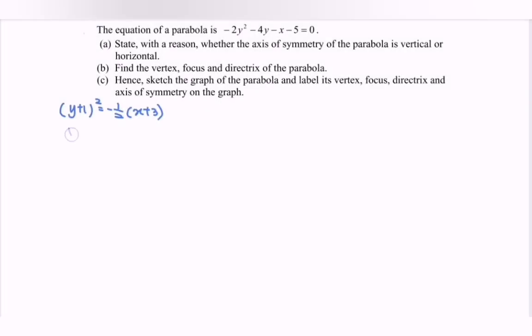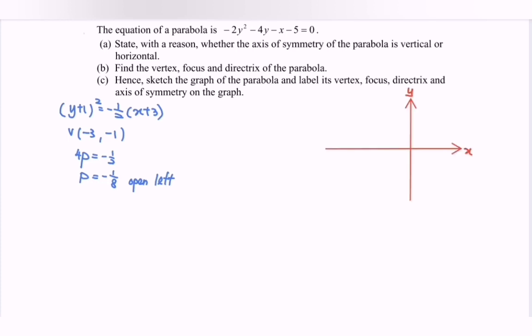So number 1, find out the vertex. The vertex will be negative 3 because of the value x, and then negative 1 because of the value y. Continue. Compare 4p equals negative 1 over 2. So p will be equal to negative 1 over 8. So it opens left because of the negative.